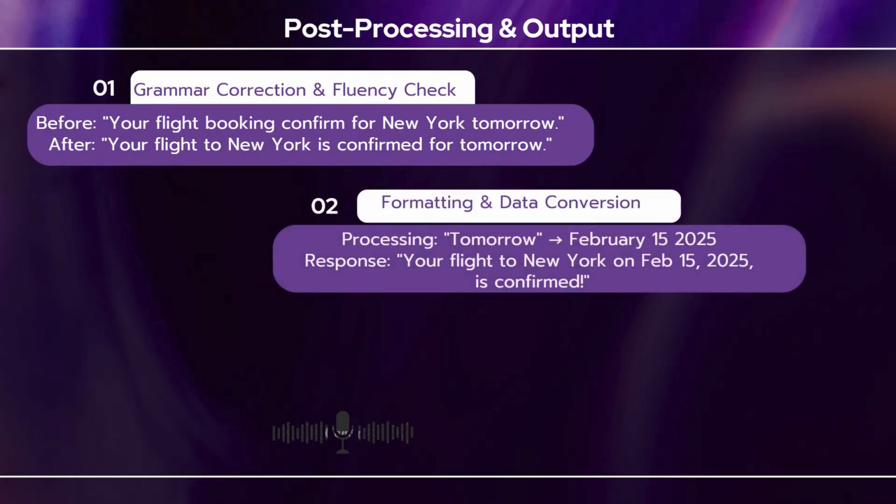Next is formatting and data conversion. Here, the chatbot processes dates, numbers, and other details into a user-friendly format. For instance, if a user says tomorrow, the chatbot translates it into an exact date like February 15th, 2025, ensuring clarity in communication.